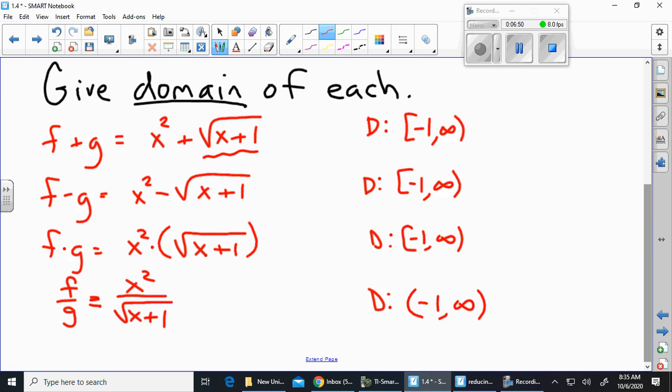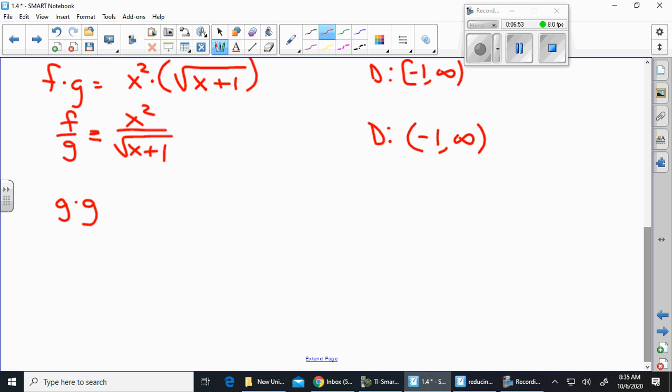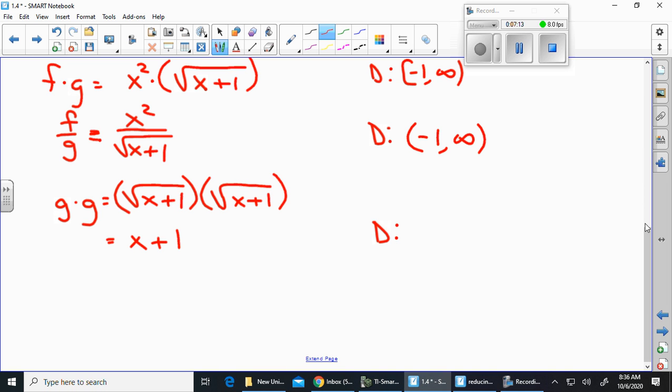And then the last one was g times g, which actually is a good one to see. g times g means you're taking the square root of x plus 1 times the square root of x plus 1. And if you square a square root, you're going to get x plus 1. Now, this is where this domain idea really comes up. You look at this by itself and you would tell me that the domain is negative infinity to infinity. But it can't be because of the original function. The most it was was negative 1 to infinity.